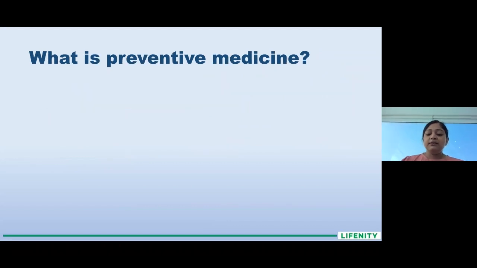So now we have all understood, I think, how we are doing the genetic test and how we are interpreting the correlation of the trait with the genotype. So now, what is preventive medicine?